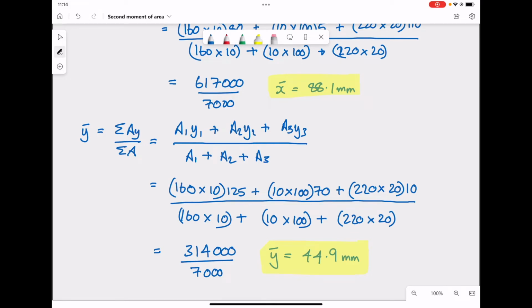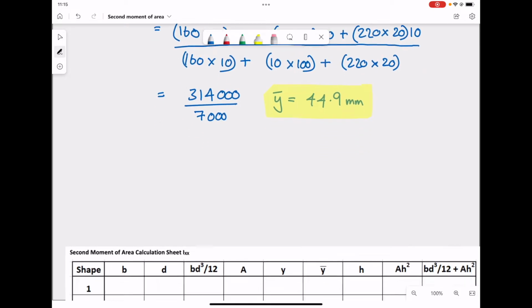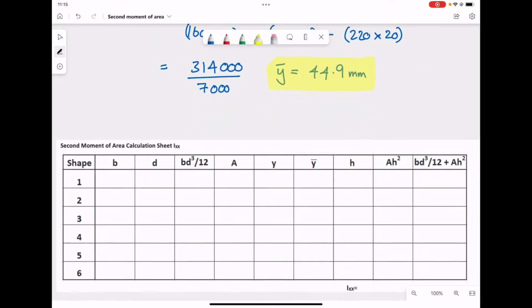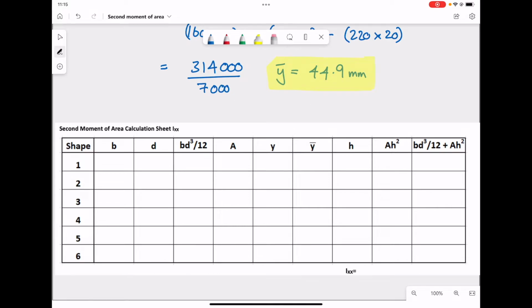For the next part of calculating the second moment of area, we're going to use our standard table. In this, we have a number of columns: B, D, BD cubed over 12, A, Y, Y bar, value for H, AH squared, BD cubed over 12 plus AH squared. This will take into account the parallel axis theorem for working out the second moment of area of a shape about another parallel axis.